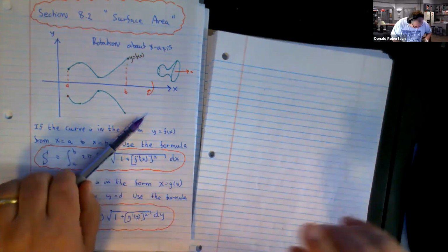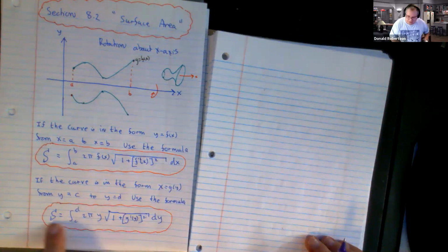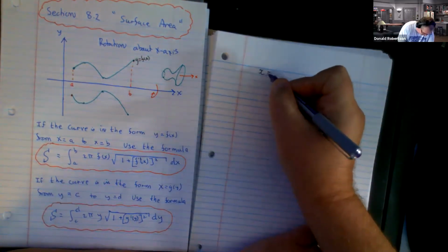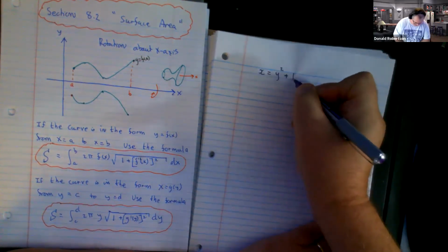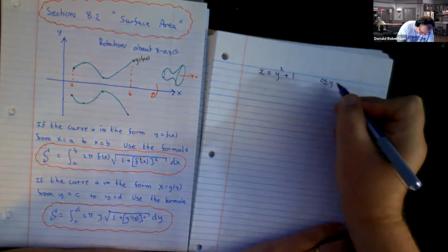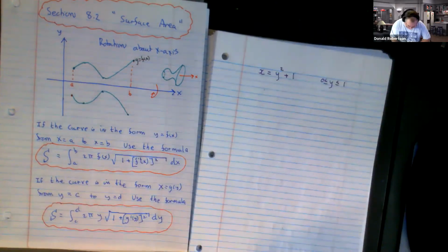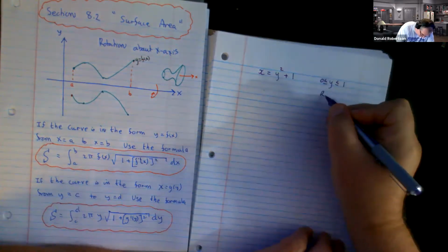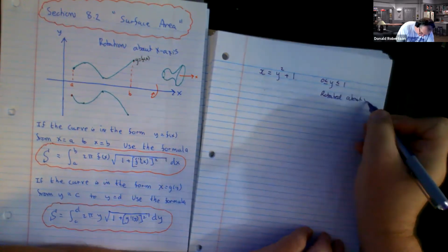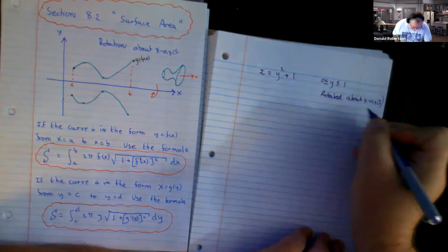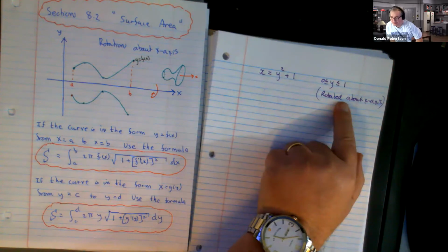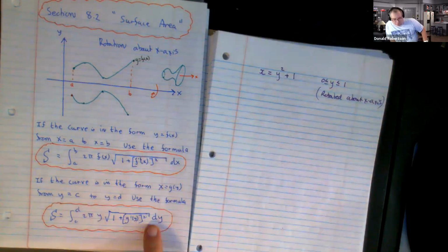I haven't shown you one of these yet, have I? Suppose I tell you that x is equal to y squared plus 1, and we want to do it from y equals 0 to y equals 1. I want to keep the numbers simple. But you've been told that it's rotated about the x-axis. Do you see that this question has everything in y's, but it's still being rotated about the x-axis? That means this formula gets used.